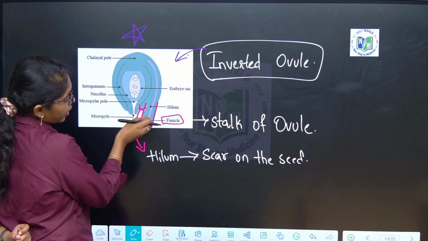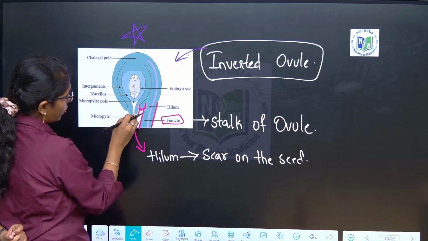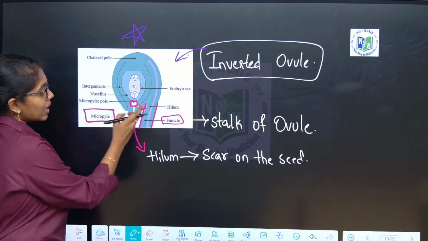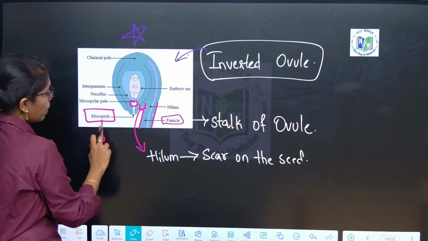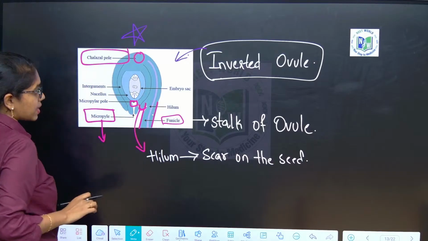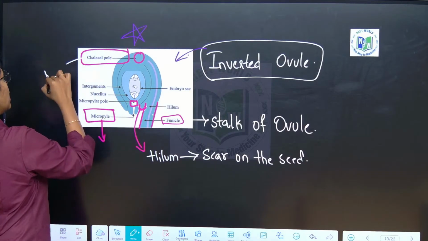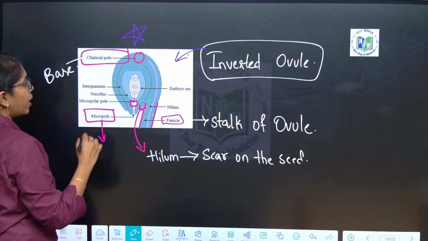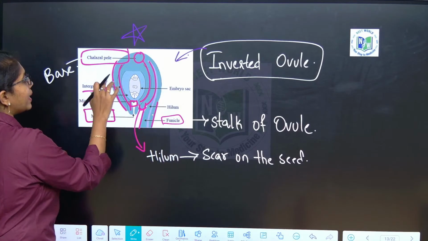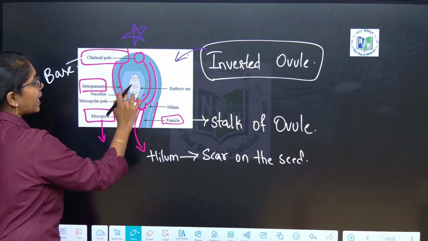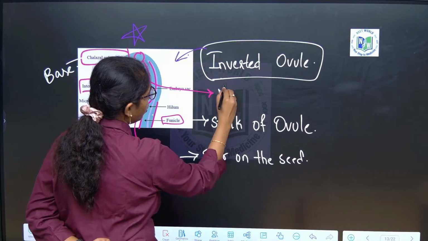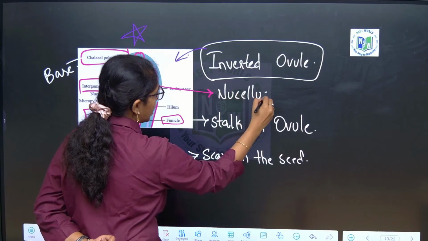The funicle or hilum in the inverted ovule will be close to the pore called the micropyle. Opposite to the micropyle you have the chalaza. Chalaza is the base of the ovule. The ovule is surrounded by integuments. Cells inside the ovule are called nucellus.